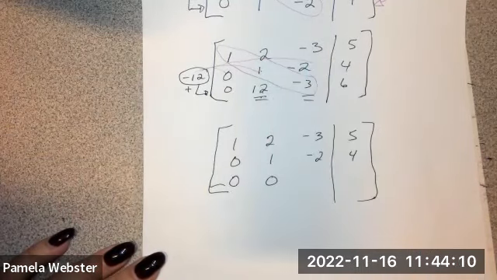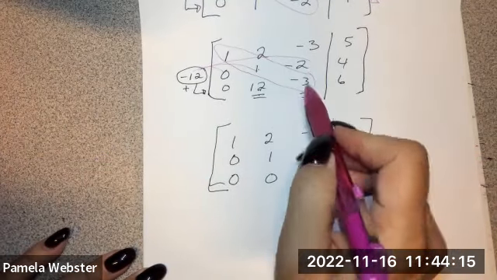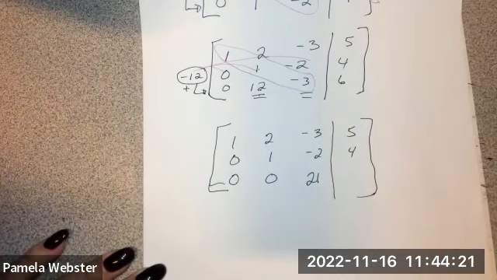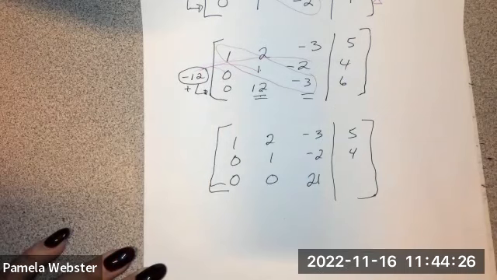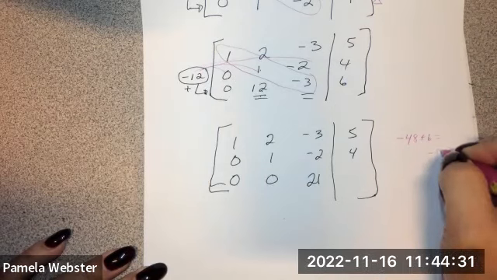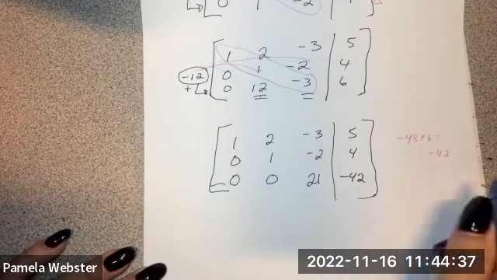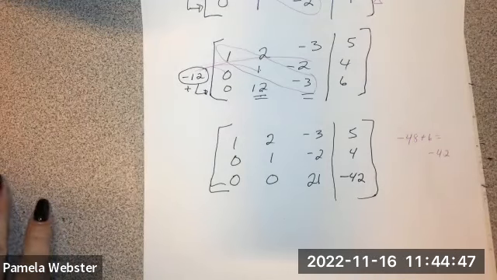-12 times -2 is a positive 24. 24 minus 3 is 21. And then the last one here is -12 times 4, which is -48. -48 plus 6 is -42. And if you need to go off to the side and do some arithmetic, some scratch work, or use your calculator, whatever, that's great. No problems. So we're almost there.